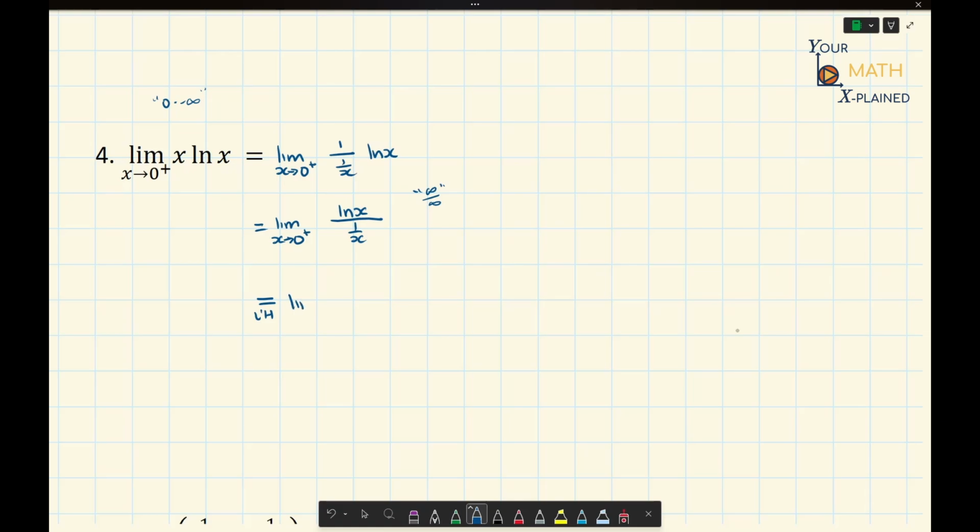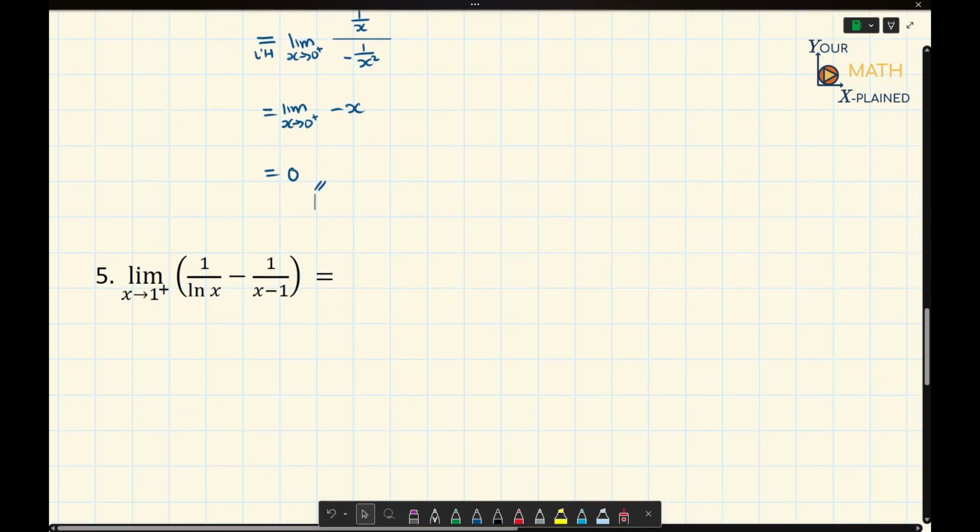And we get this is equal to the limit as x approaches 0 from the positive side of the derivative of ln of x is 1 over x, and the derivative of 1 over x is negative 1 over x squared. Simplifying this a little bit is going to give us this is the limit as x approaches 0 from the right-hand side of negative x. So now we can go ahead and substitute in 0, and we get a final answer of 0.